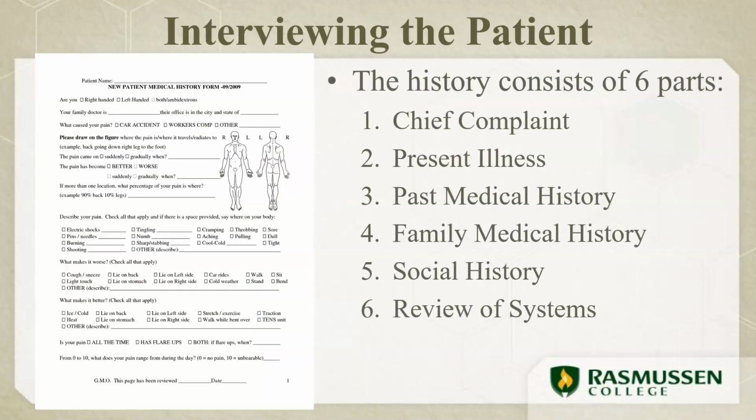Next, we have interviewing the patient. And this is where we actually take the patient's health history. The health history is really broken down into 6 categories: the chief complaint, the present illness, the past medical history, the family medical history, social history, and the review of systems. And so let's talk about what each one of those really means and what your role is with that.